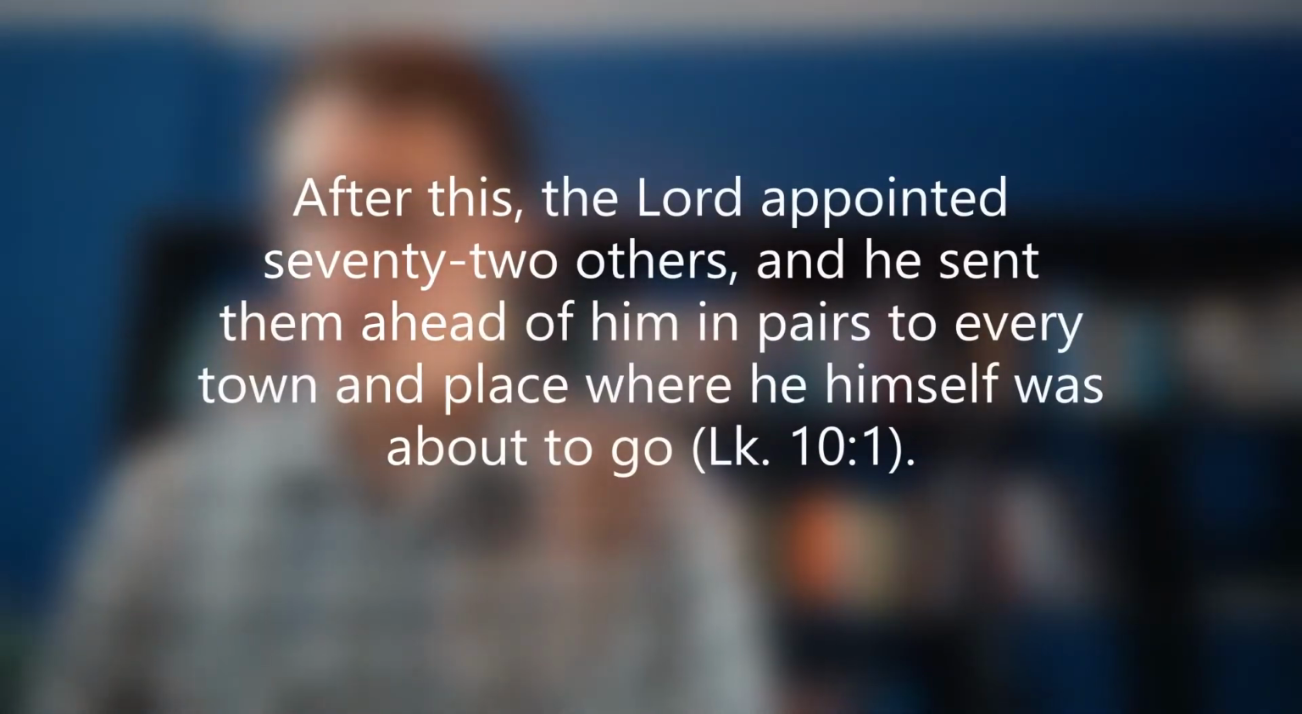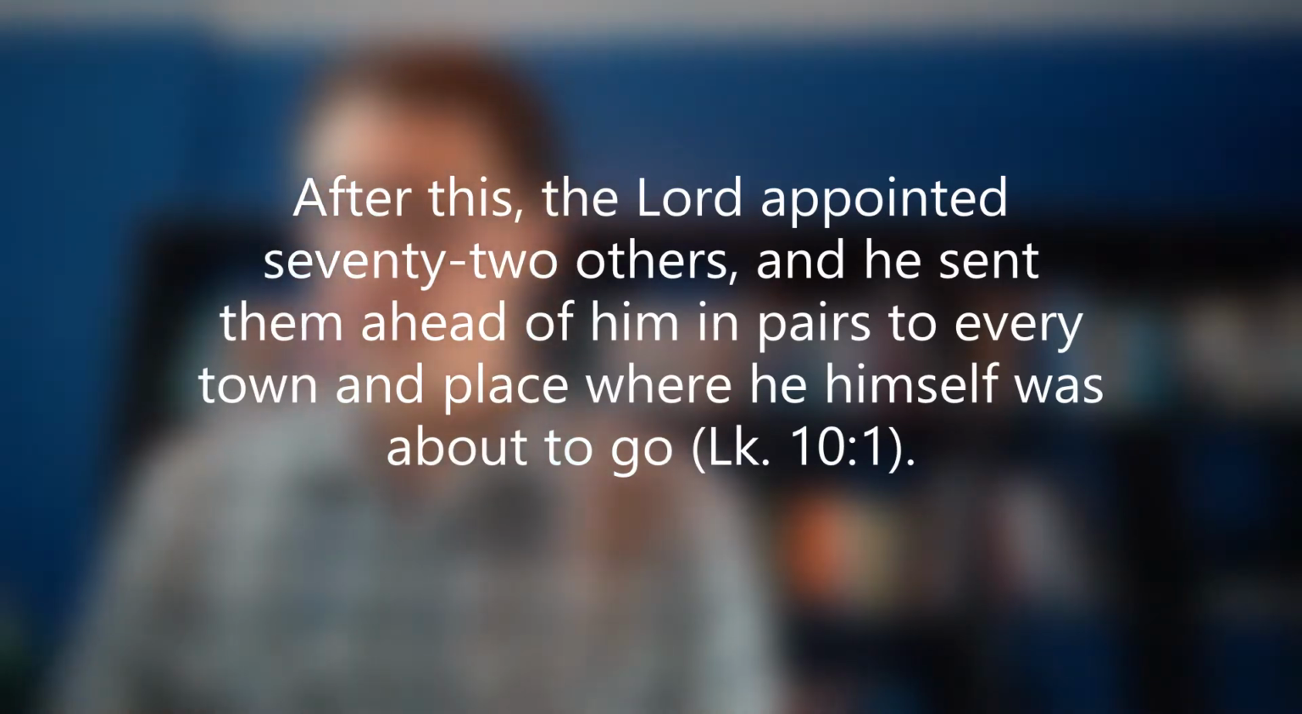And I want us to look at two passages that talk about this. Number one is Luke 10, verse 1. This is right in the middle of Jesus's earthly ministry. And we read this: after this, the Lord appointed 72 others, in addition to the apostles, and he sent them ahead of him in pairs to every town and place where he himself was about to go.